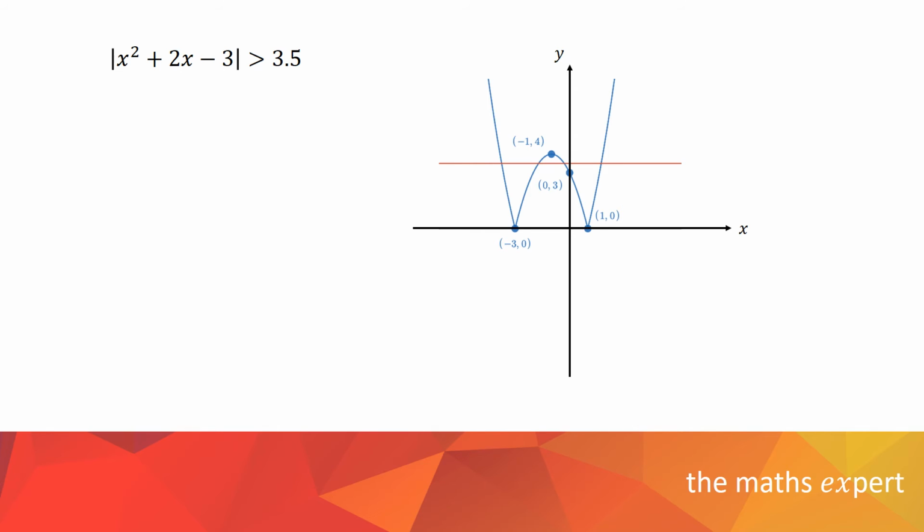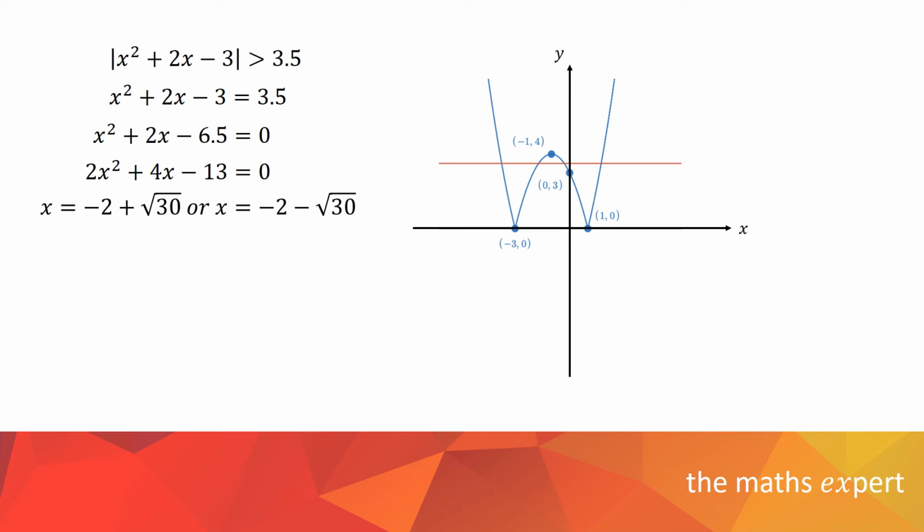I will start by solving the original quadratic equal to 3.5, making the coefficients integers, and I can't factorize, so I'll use the quadratic formula. As this video is not about solving quadratics using the quadratic formula, I will skip to the simplified roots. I can now use this sketch to form my two inequalities relating to the regions where the original function is greater than 3.5.